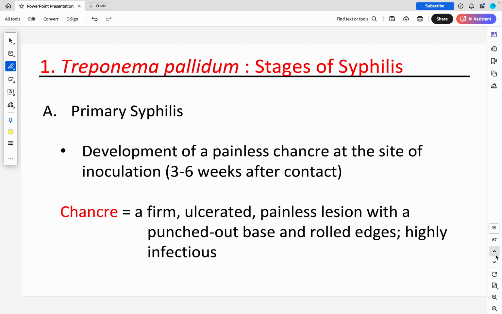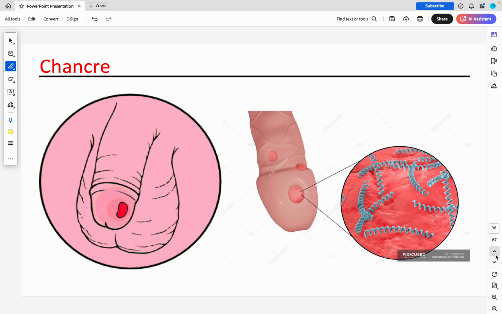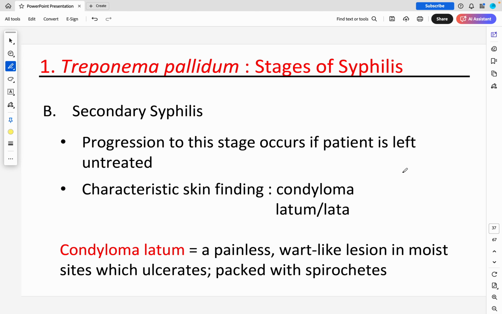The canker is a highly infectious manifestation of primary syphilis as it is filled with concentrated cells of the spirochete. So the canker looks like this here. You can see the depressed appearance of the canker, and the edges are rolled out. And if you zoom in, if you try to get an inoculum from it, you'll see that it has spirochete cells.